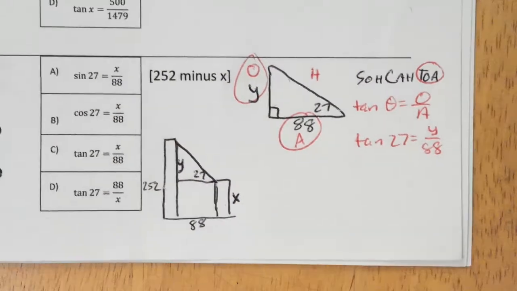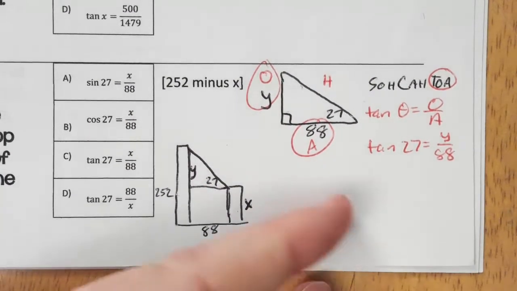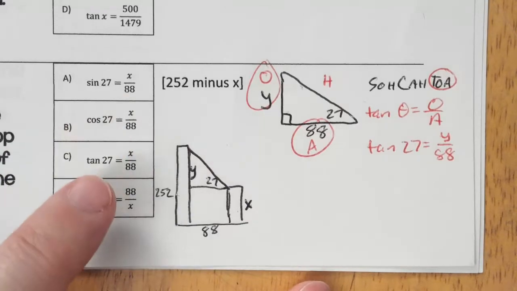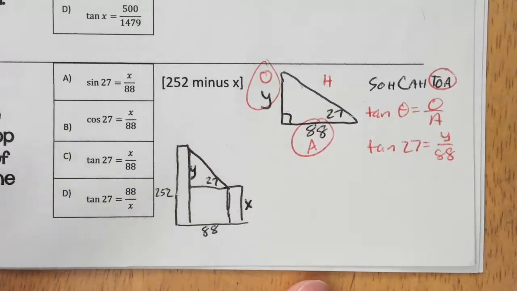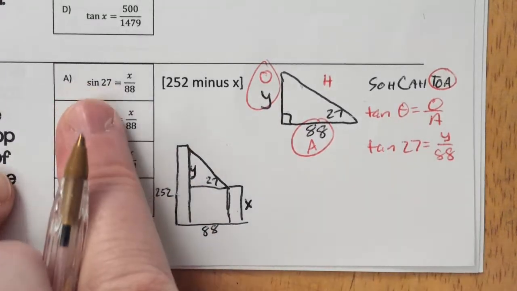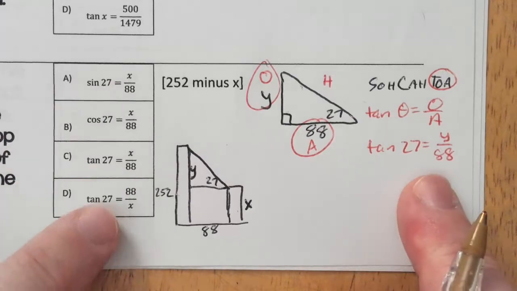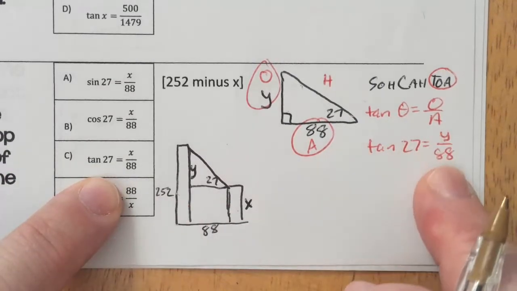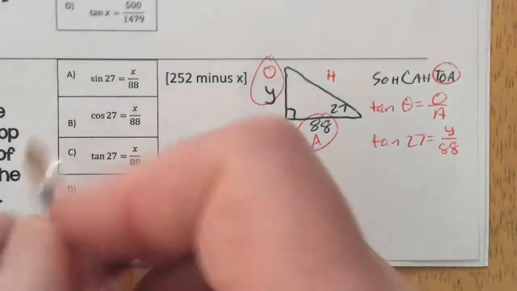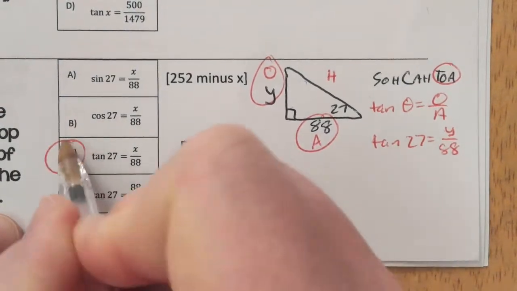Okay, so the first thing I want you to do is tell me what trig function you're going to use. I want to make sure that you pick out the trig function correctly, so that's going to be the check. So first of all, which trig function are we going to use? In this case, tan of 27 equals y over 88. So it would be C in this case.